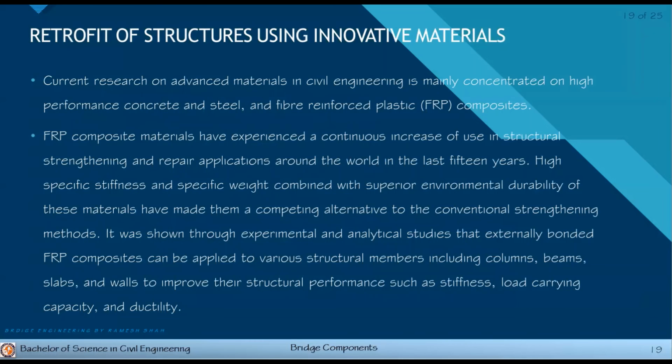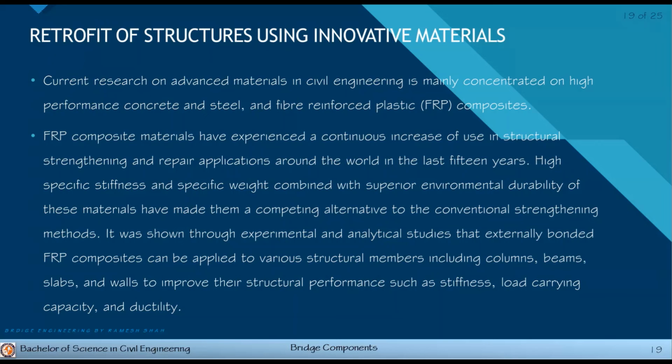So retrofit of structures using innovative materials. It is very important, right, that we are gathering research for us to have innovative materials that we can use in the future. So we have to solve the problem by researching. So the innovative materials that we use come from current research.